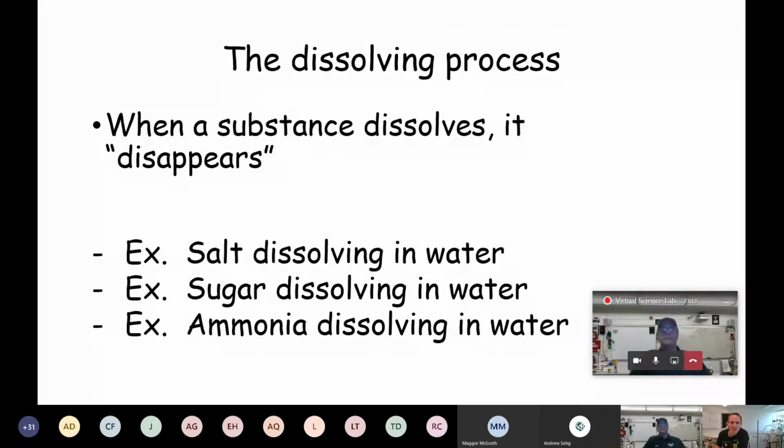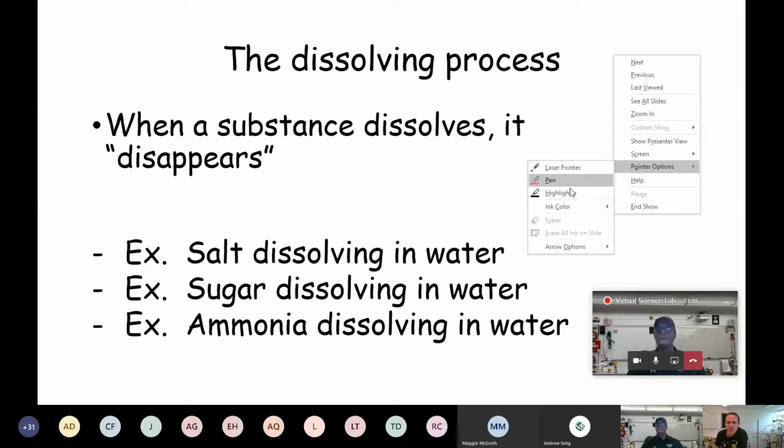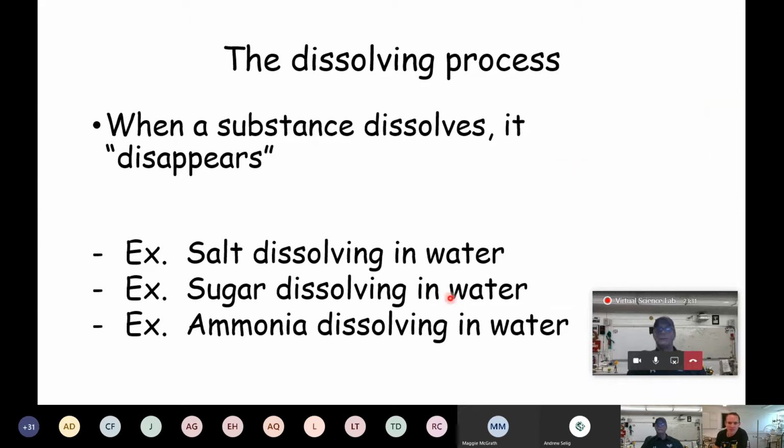You don't see it anymore. And the same thing with sugar. You could taste it for sure if you were to try it, which we don't do often in the lab, obviously. But we do see it disappear. And I'm going to do something a little bit later on, assuming that things go well for us, to illustrate this, where we actually have a gas that's going to be disappearing in a solution as well. So we have this idea that when something dissolves, it disappears.